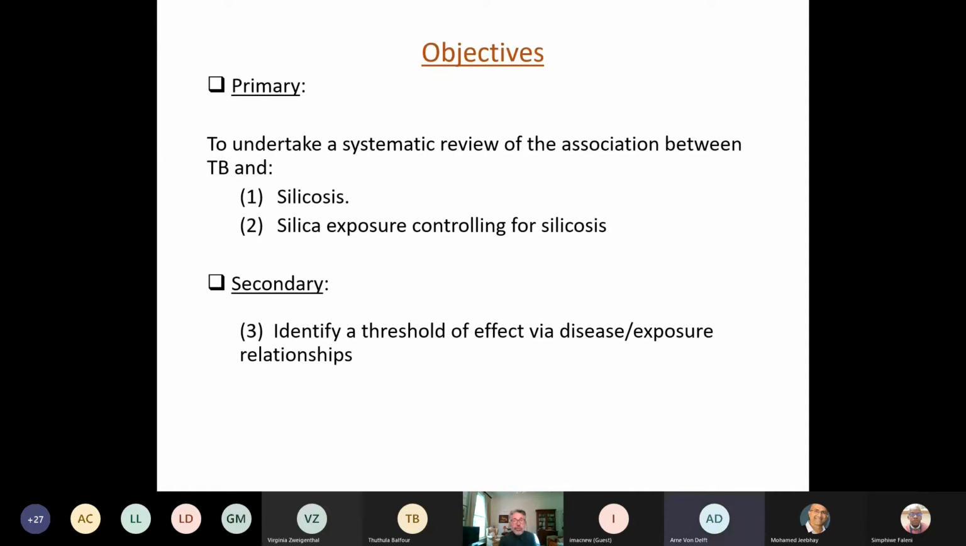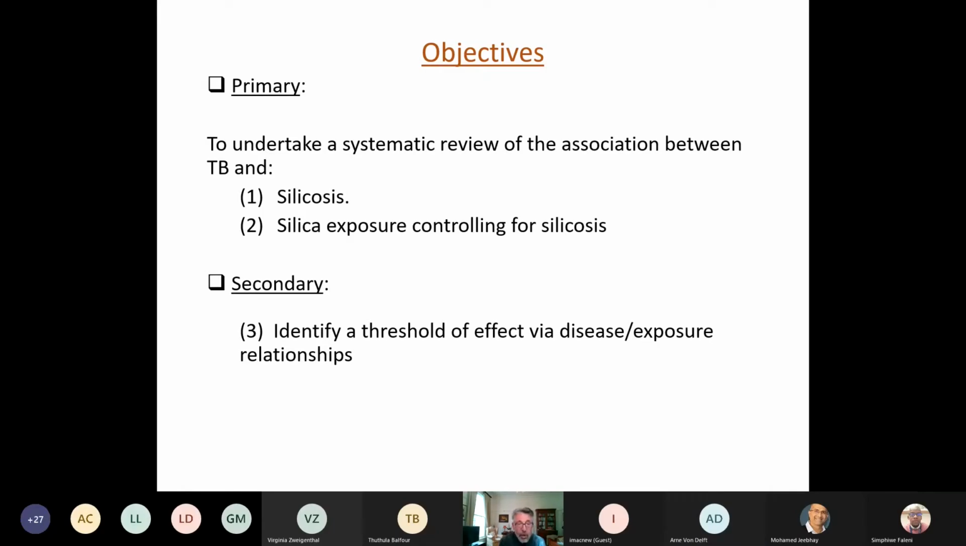Okay, so the objectives of our systematic review were to look at the association between TB and silicosis, and secondly, silica exposure controlling for silicosis. So we really wanted to try and separate, they are both in the causal pathway, obviously. Silica exposure leads to silicosis, leads to tuberculosis, is the hypothesis.